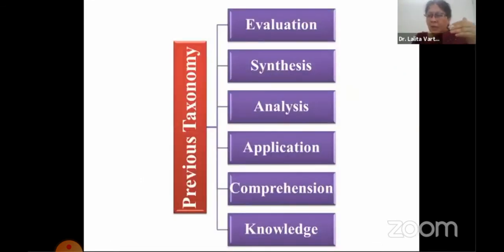When the taxonomy was first put forth, it had these different levels. It began with knowledge, then comprehension, then application, then analysis, synthesis, and then evaluation. So this was the specific hierarchy where knowledge was at the lowest level and evaluation at the highest level.